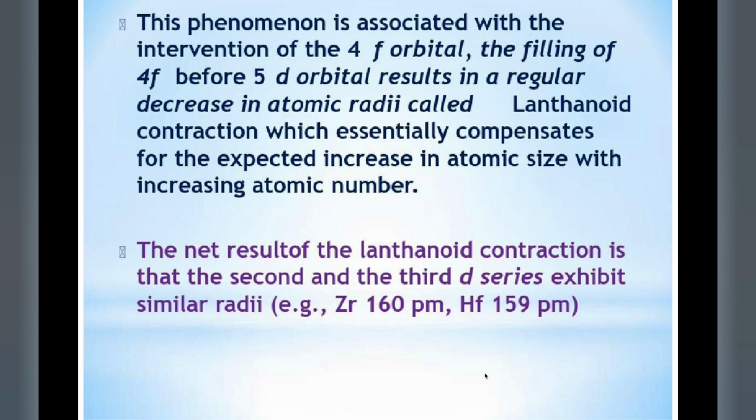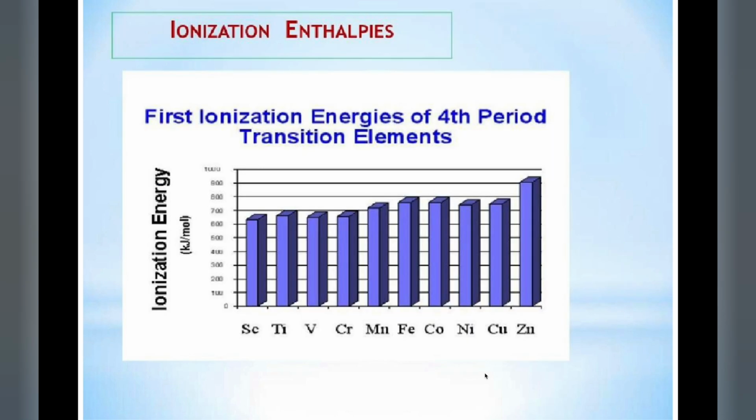As we already discussed, for Lanthanoid contraction we saw that before filling the 5d orbital, filling of the 4f orbital takes place. As a result of that, the decrease in atomic radii causes Lanthanoid contraction. Now, ionization enthalpy: you can see the first ionization energy of fourth period transition elements. This is a comparison. You can see the increase and decrease of the ionization enthalpies of different elements clearly shown in the chart. From the figure itself, we can know that zinc has more first ionization energy than copper.